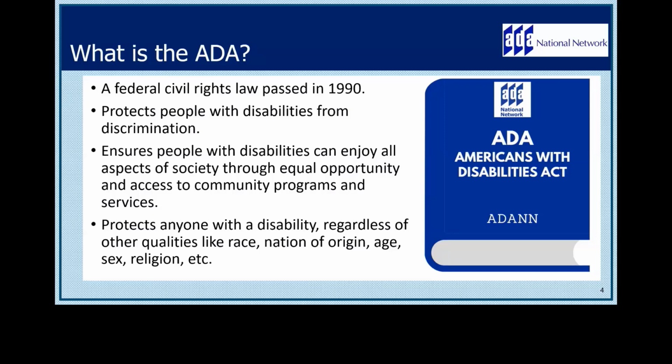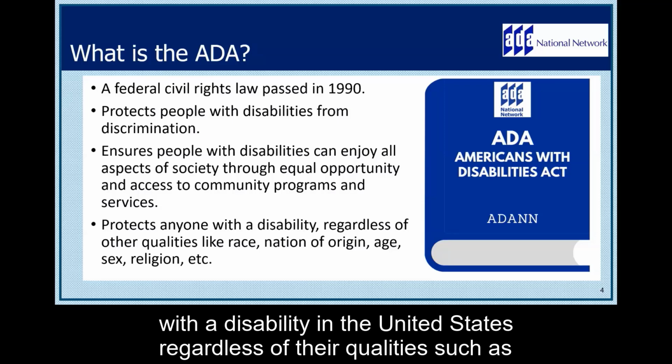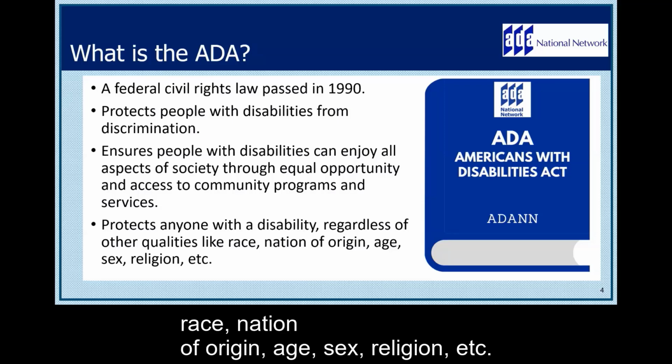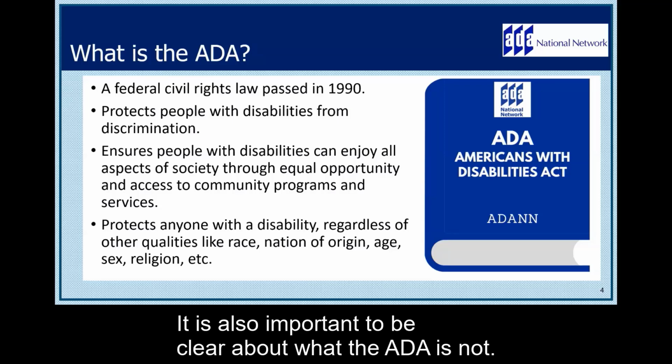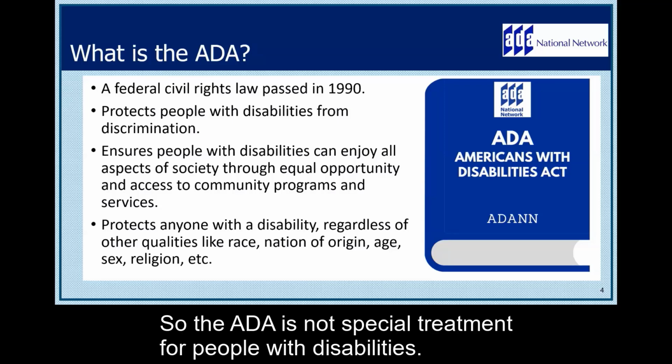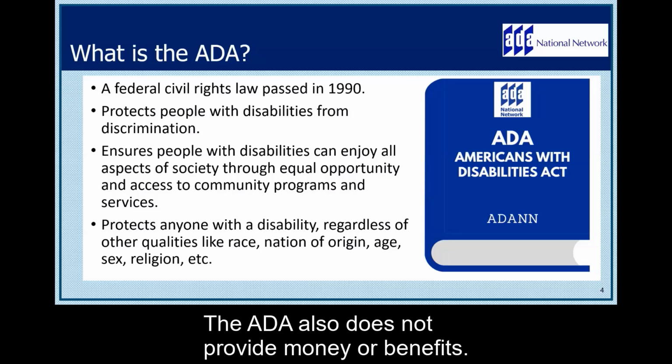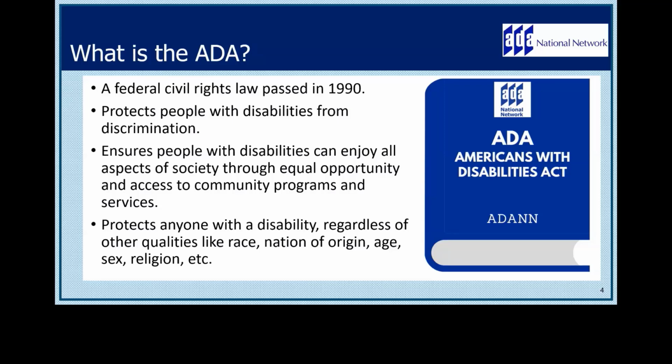The ADA protects anyone with a disability in the United States, regardless of their qualities such as race, national origin, age, sex, religion, etc. Everyone is protected if they have a disability. It is also important to be clear about what the ADA is not. So the ADA is not special treatment for people with disabilities. The ADA also does not provide money or benefits.